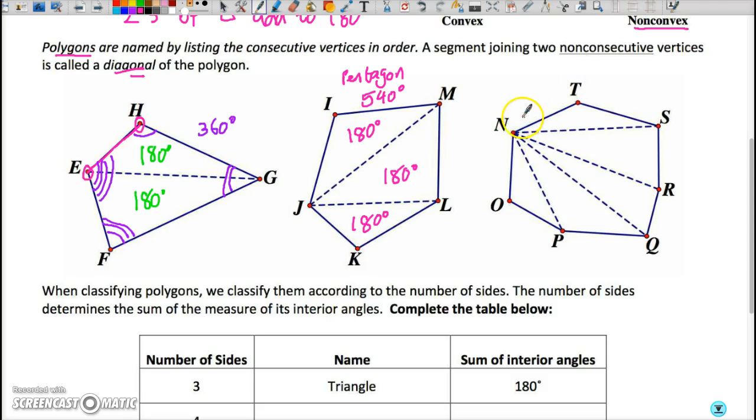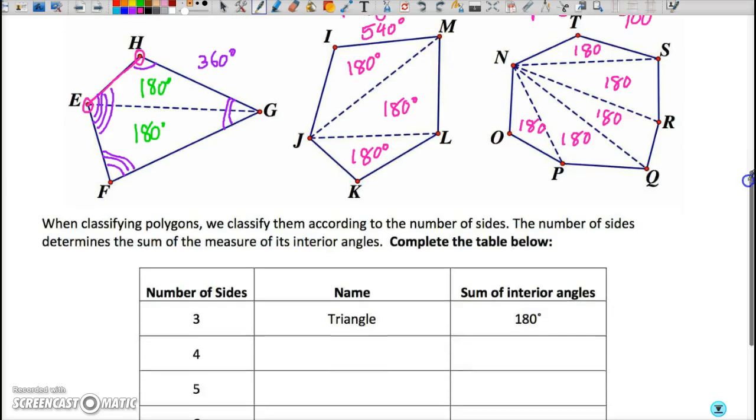And in the third example, 1, 2, 3, 4, 5, 6, we have 7 sides. That's called a septagon. If we have 7 sides, you can see 1, 2, 3, 4, 5 triangles, once again each 180 degrees. And we can then figure out the sum of the interior angles of a septagon. So we have essentially 5 times 180, which is 900 degrees for the sum of the interior angles. And this should allow us to develop a pattern.